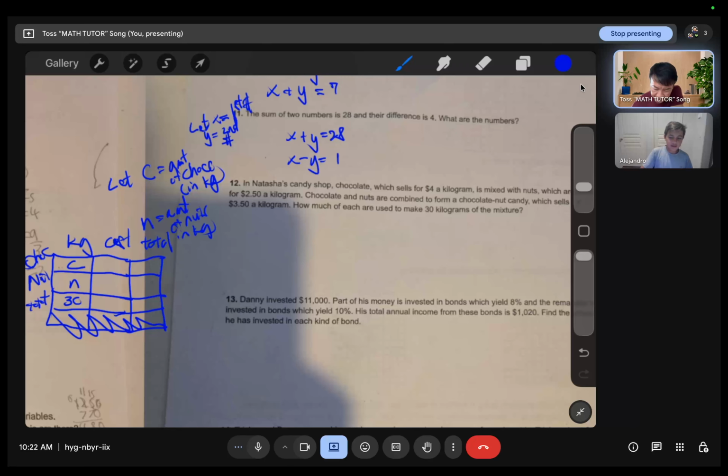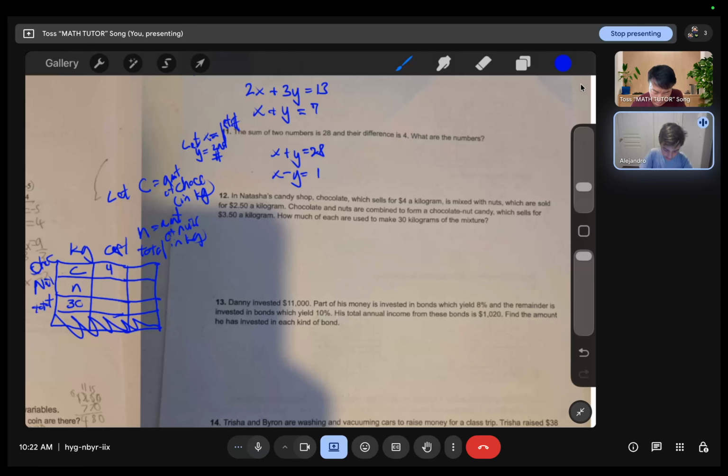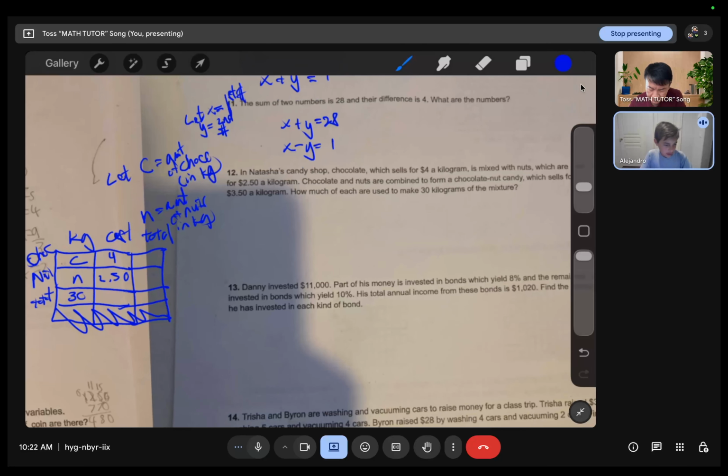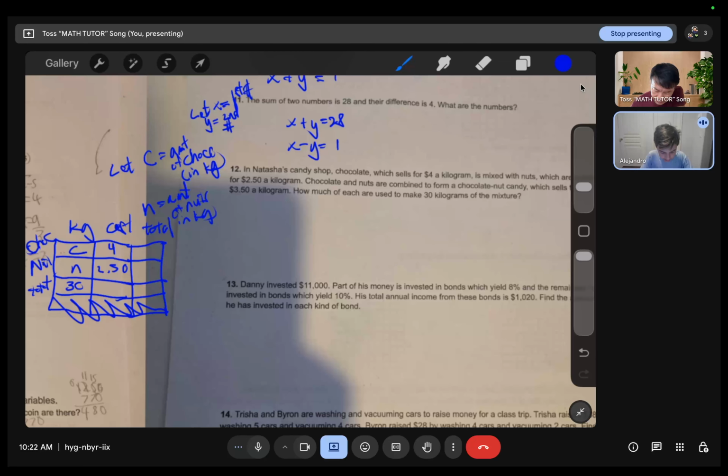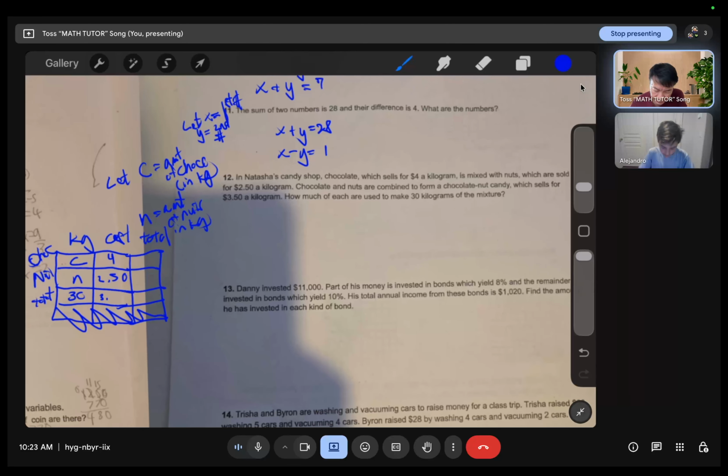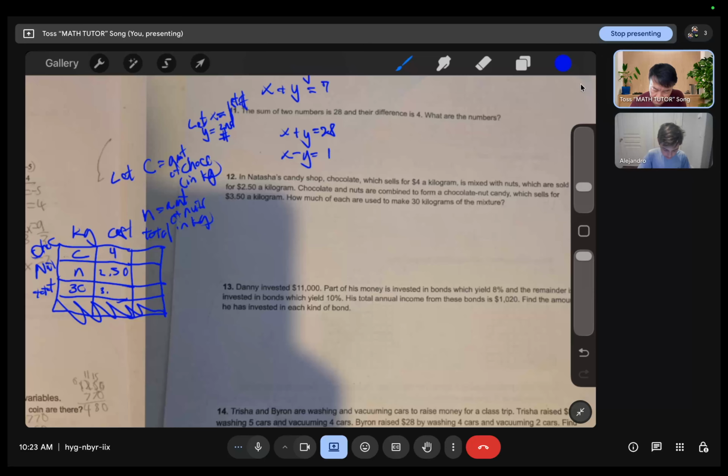Now the next column would be the cost per kilogram. That'd be 4 for the chocolate, and for the nuts, 2.50, and then for the mixture, it would be 3.50. It says it right there, right? Yeah, 3.50 for the mixture. Okay, I like it. I remember it now.